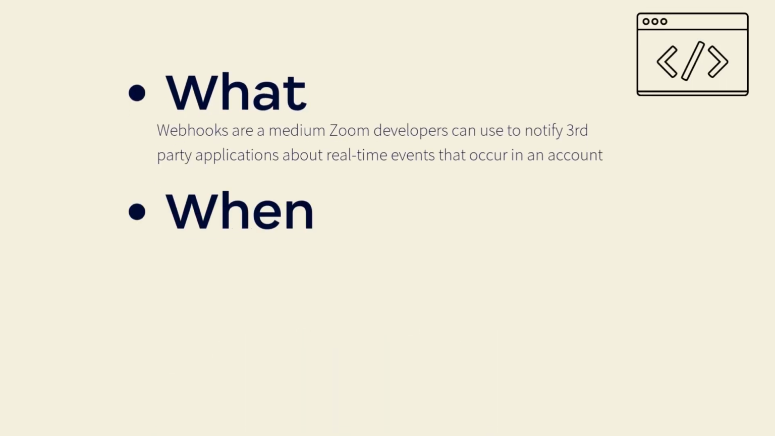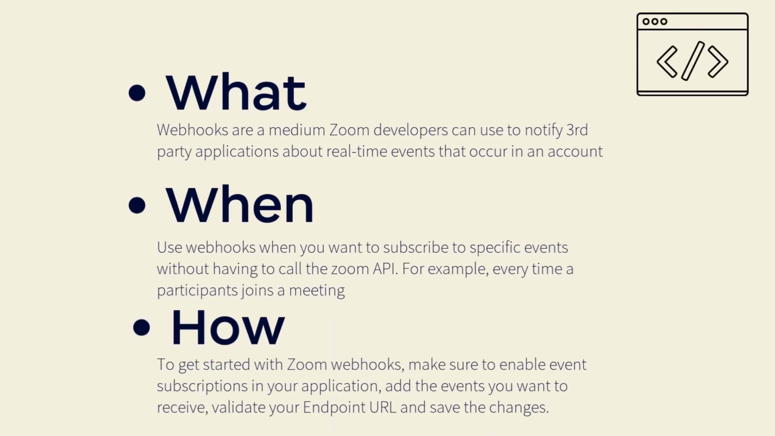Let's recap. Zoom utilizes webhooks as a medium to notify third-party applications about real-time events that occur in a Zoom account. You should use webhooks when you want to subscribe to specific events without having to call the Zoom API. For example, every time a participant joins a meeting, or every time a meeting gets started. Lastly, to get started with Zoom webhooks, head over to the marketplace, enable event subscriptions in your application, add the events that you want to receive, validate your endpoint URL, and save the changes.